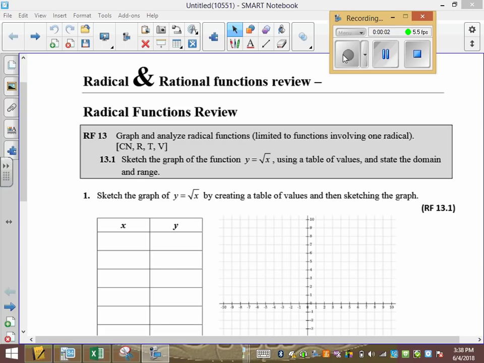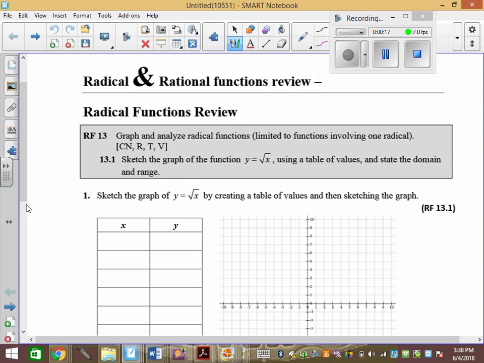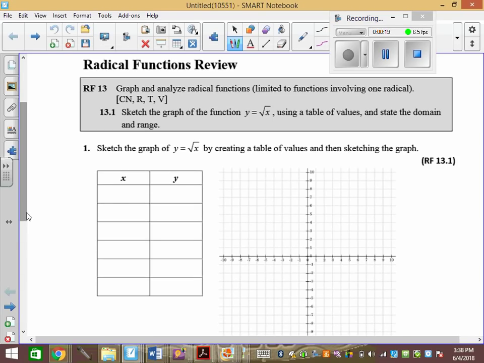Radical and rational functions review. Starting off with radical function review. Graph and analyze radical functions, limited to functions involving one radical, so you can't do two. And sketch the graph of the function y equals square root x using a table of values and state the domain and range. So we're going to sketch the graph of y equals square root x by creating a table.